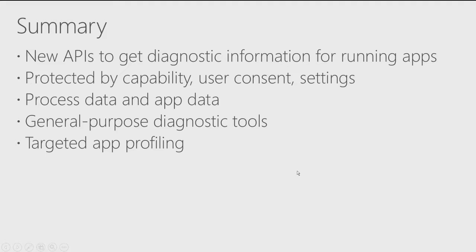So to summarize, we've introduced a new set of APIs that will give you diagnostic information for any running app, and you get varying levels of information depending on the type of app. It's protected by a restricted capability and a user consent and user settings. There's two types of data you can get. There's the process data and the additional UWP app data. And the intent is to support people who are building either general purpose developer tools or for somebody who's building an app and they just want to profile their own app.